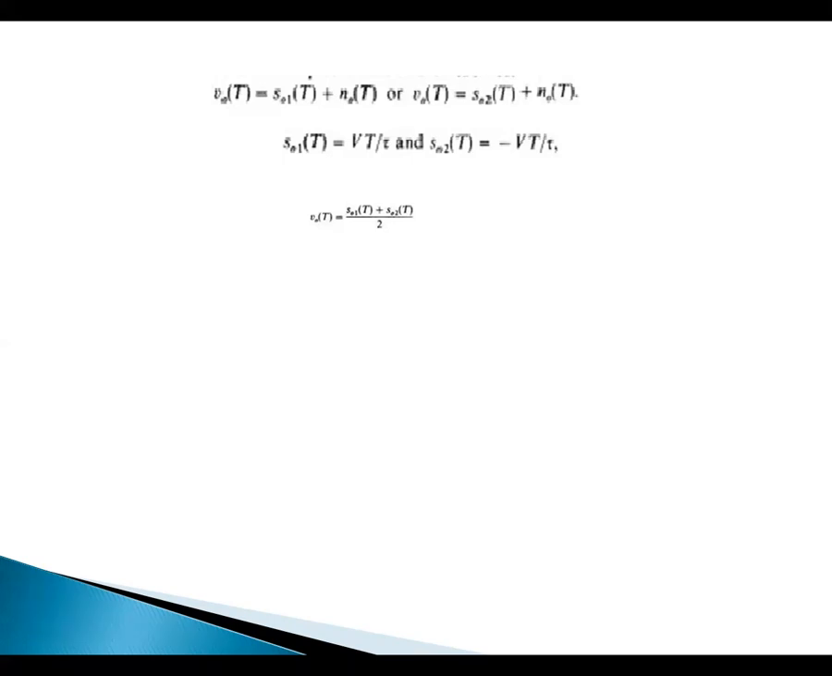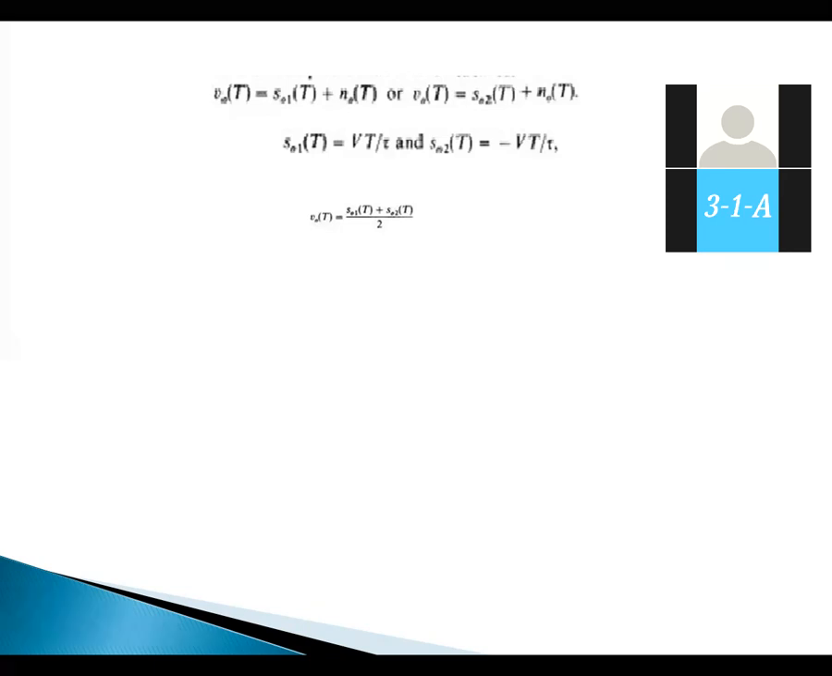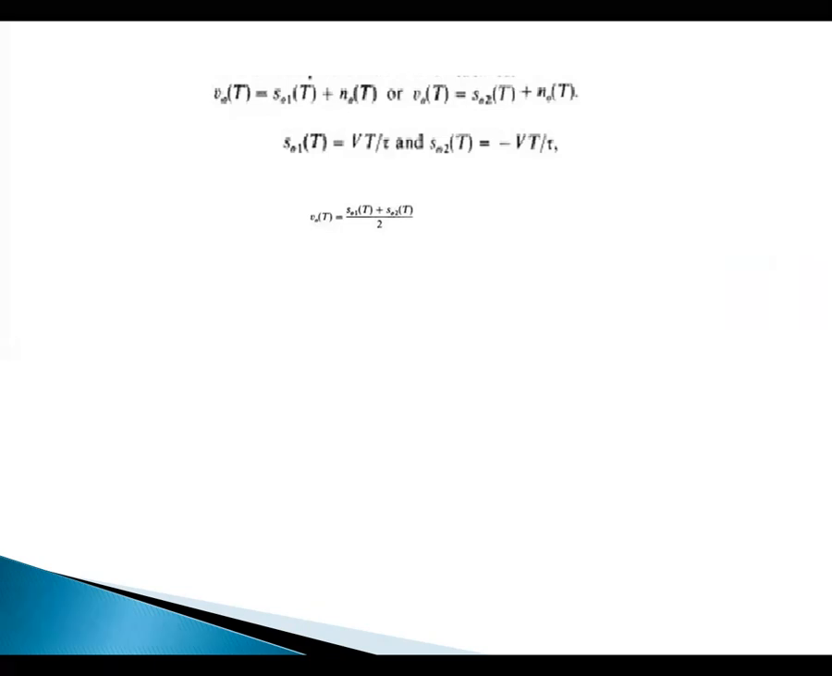So therefore, the optimum filter is the maximum ratio gamma. Please note down this equation. Gamma is the optimum filter factor. Gamma is equal to S naught 1 of t minus S naught 2 of t by sigma naught. That is, gamma is the optimum filter ratio. Sigma naught is the variance.